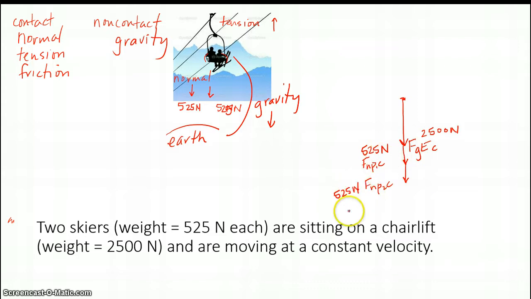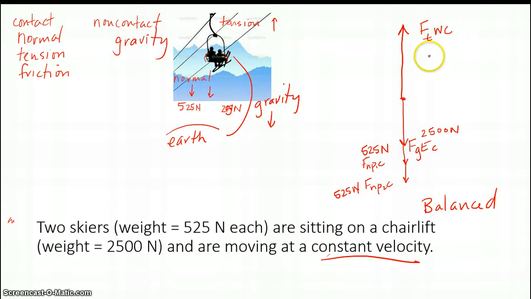All right, now I know this object is at constant velocity, so that tells me I need to draw a balanced force diagram. So with that said, what I need to do is add my numbers here, 2,500 with 525, and again 525. And that works out to be a vector that's just as long as the one pointing down, and this is what I called my force of tension between the wire and the chairlift, and that is 3,550 newtons.